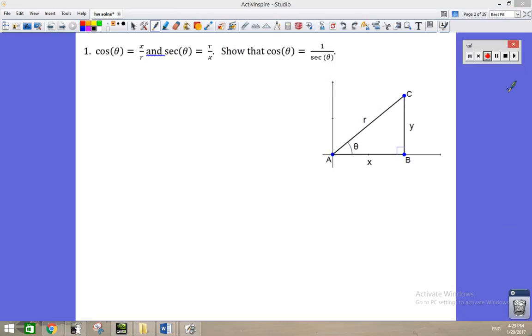All right, so let's take a look at, oh, I think we just did this problem, didn't we? Yeah, I just did this one. I'm ready for the next one.